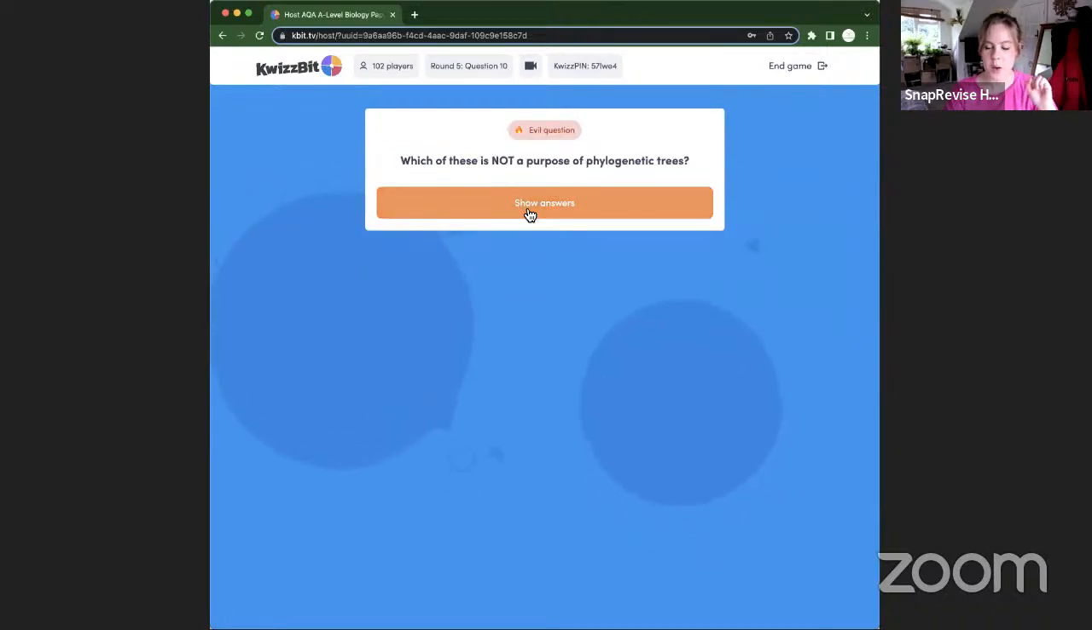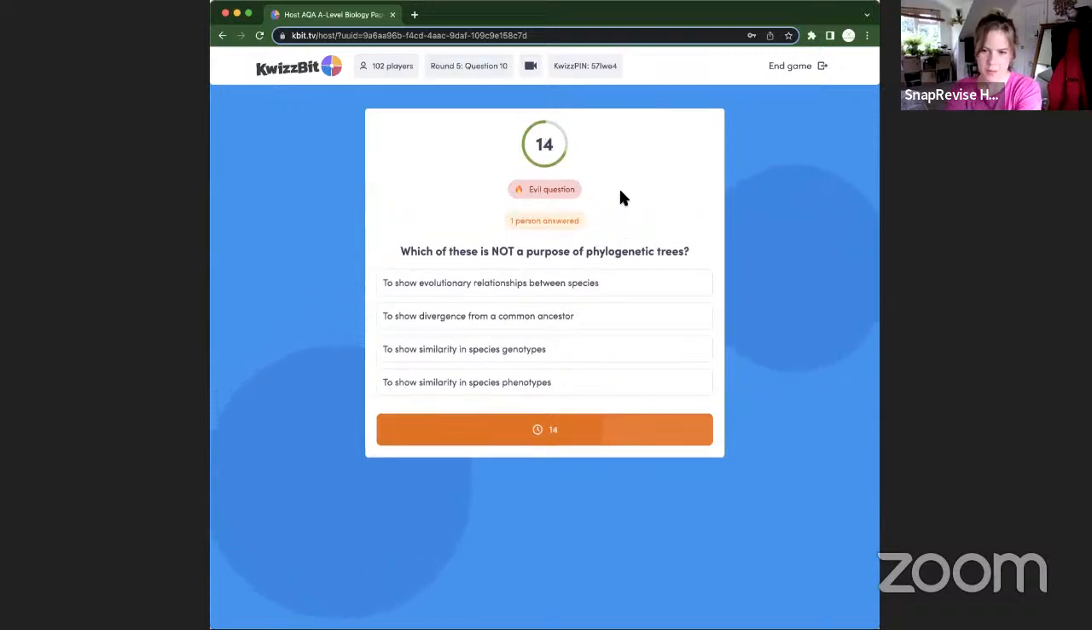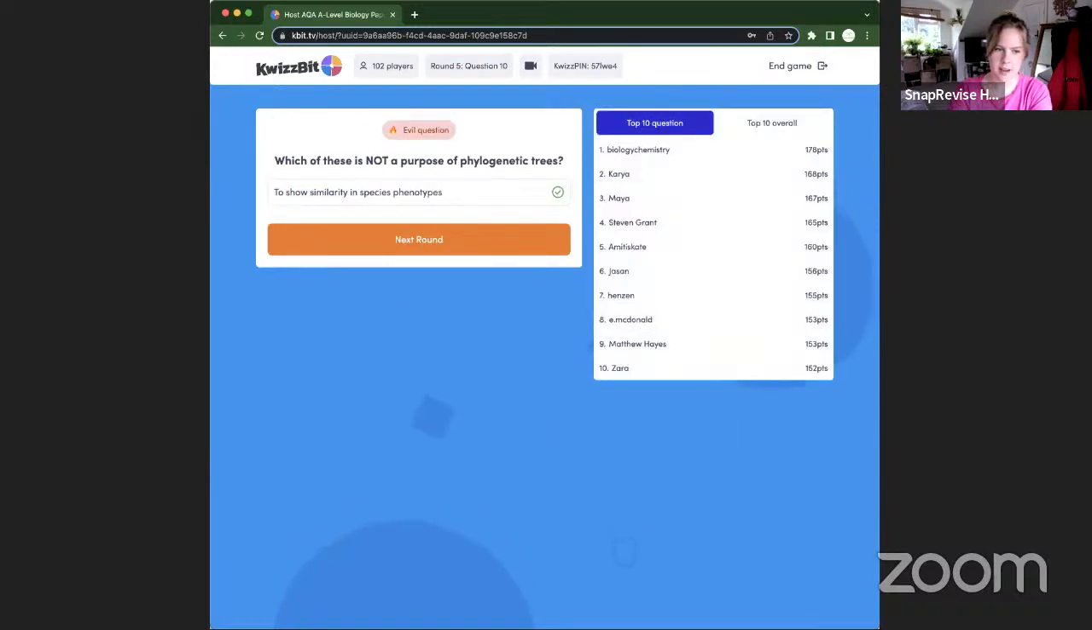Right, last question in this round. Which of these is not a purpose of phylogenetic trees? Oh, if it's got a swear word, then don't share. I'm sure I could probably guess. So which of these isn't a purpose of phylogenetic trees? Remember to read through each one, have a look at each one. So the answer is to show similarity in species phenotypes. Remember, it's a phylogenetic tree, so we're looking at the genetic relationships between all of the species that have been plotted on that tree.